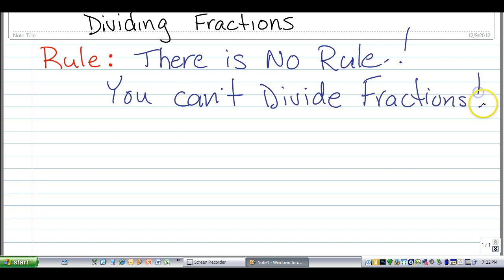I want you to write that down. You cannot divide fractions. You just can't do it. Now you can multiply fractions, but you can't divide fractions. Write that down. You can't divide fractions. So what do you do? If you can't divide fractions, then I guess you're going to have to multiply them. And that's exactly right. And that's what I'm going to show you.